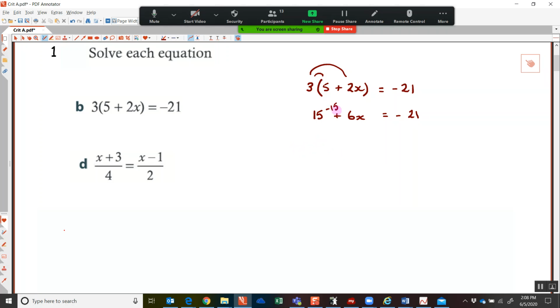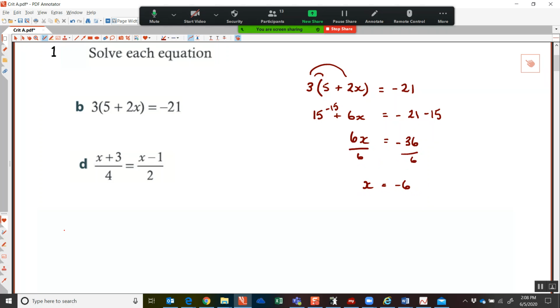So we subtract 15 from there. That leaves 6x here, and then I subtract 15 there, and I get negative 36. Good. Then you divide by 6 on both sides, and you get x equals negative 6.